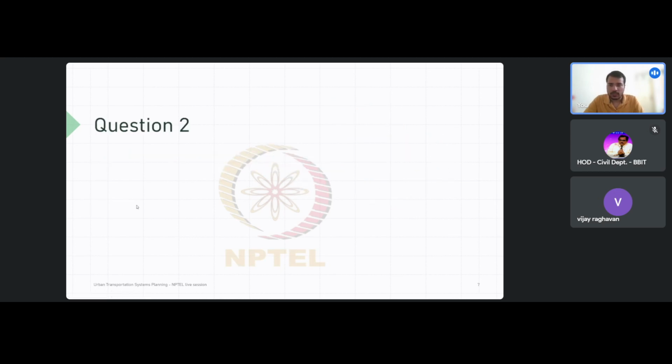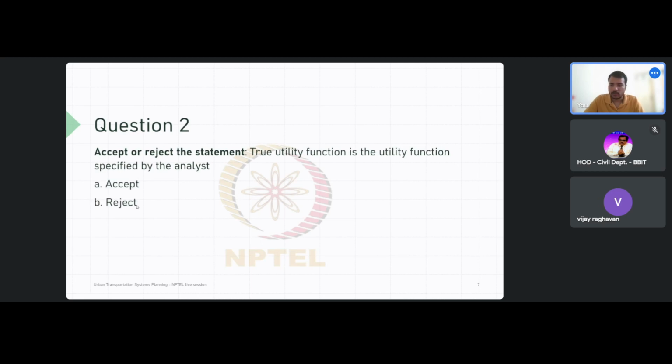Moving on to the second question. This is an accept or reject type of question. True utility function is the utility function specified by the analyst. Accept or reject? Can I have a response for this? It is accept. Okay. Any response from Vijay?